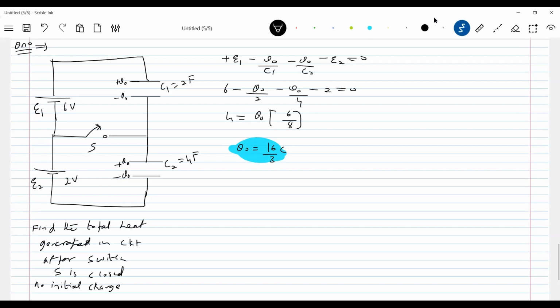Sir, that is plus E2, no, sir? Which one? First equation, plus E2. Plus C2. Yes, loop equation, plus C2. So 8, it will become 8, no? Then 32 by 3. 64 by 6. How much? 32 by 3. Okay, thank you. After this, I'll close the switch.